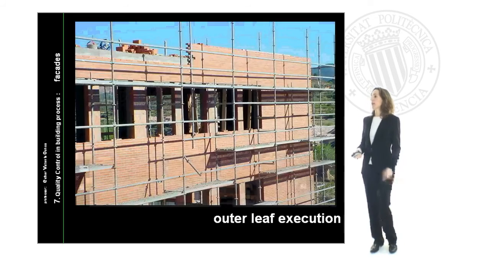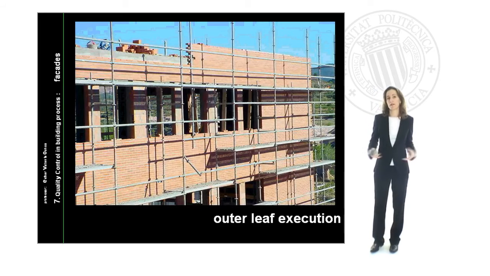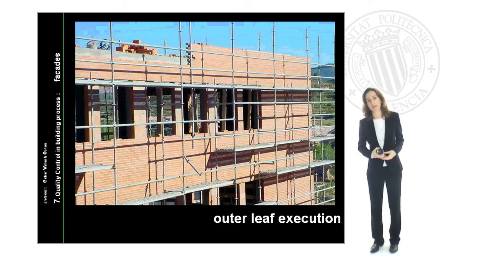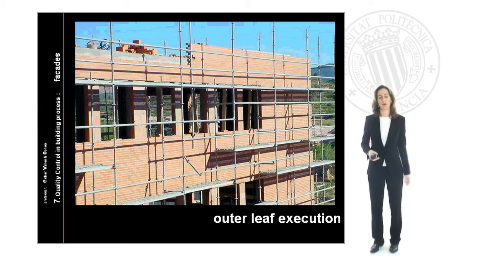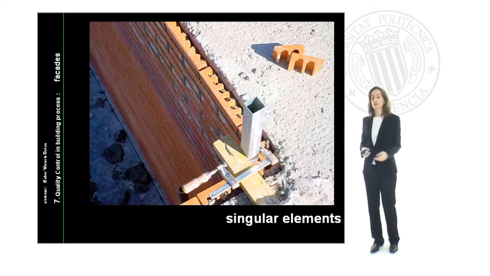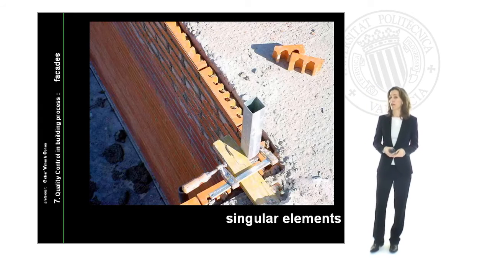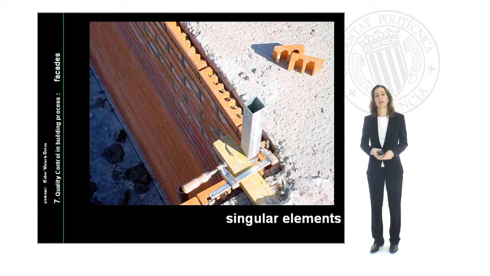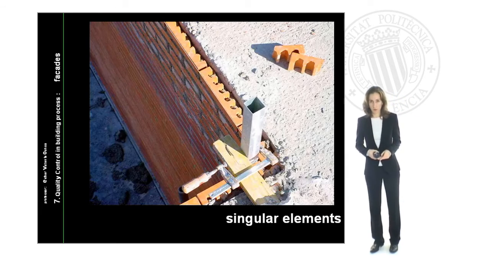The outer leaf execution needs an auxiliary structure that will help the workers make this unit with security and with the comfort they need to make a good execution. Singular elements have to receive a very specific treatment and a very high level of control, in the quality way we are going to see.